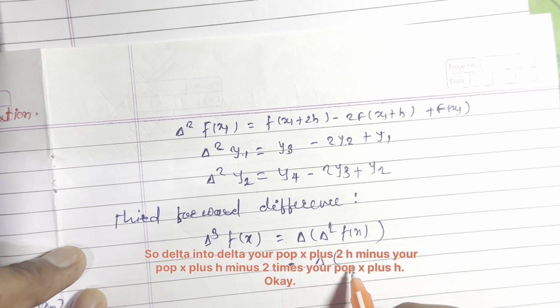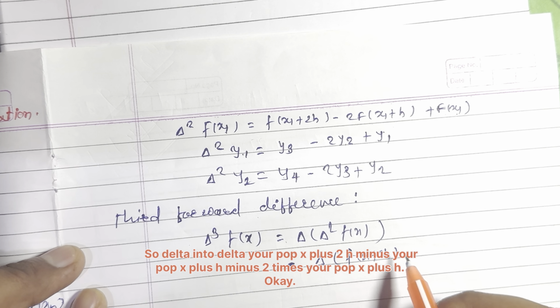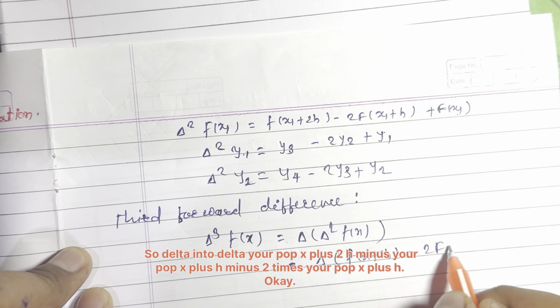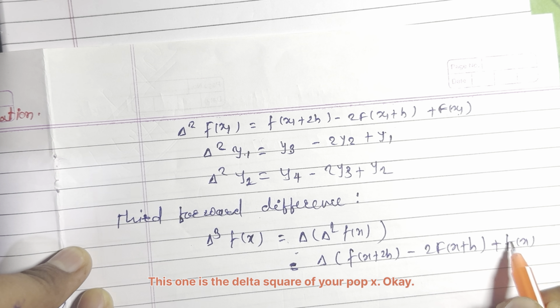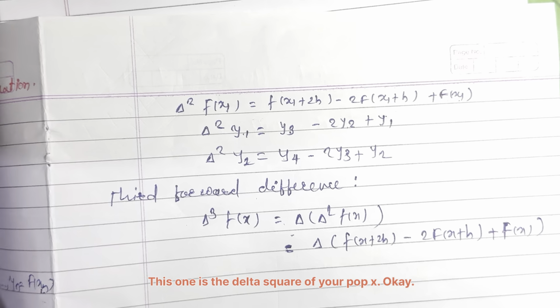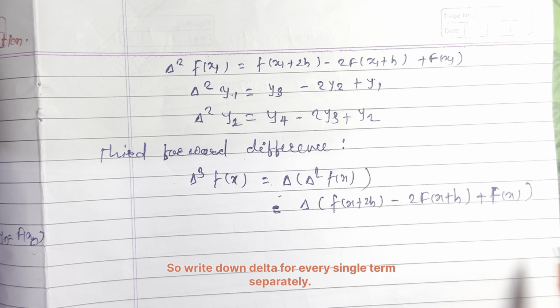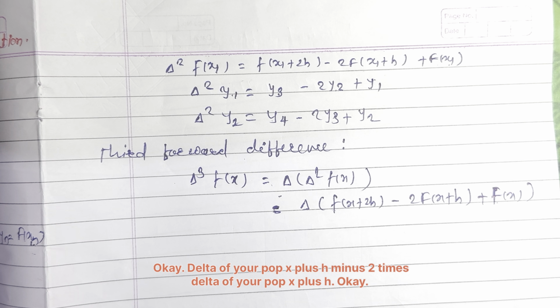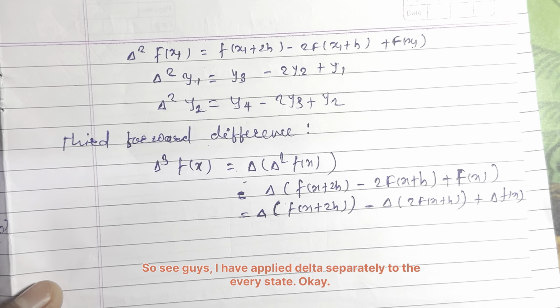So delta of f of x plus 2h minus 2 times f of x plus h plus f of x. This one is the delta square of f of x. I'll take delta separately to every term, so write down delta for every single term separately: delta of f of x plus 2h minus 2 times delta of f of x plus h plus delta of f of x. So just take the delta separately first. See, I have applied delta separately to every term.